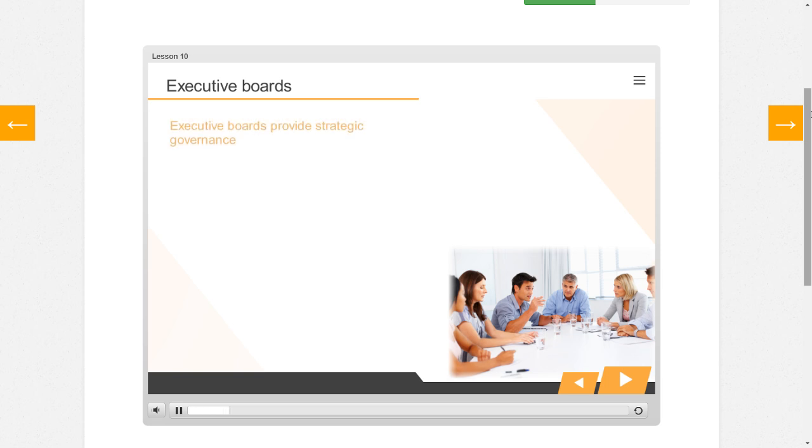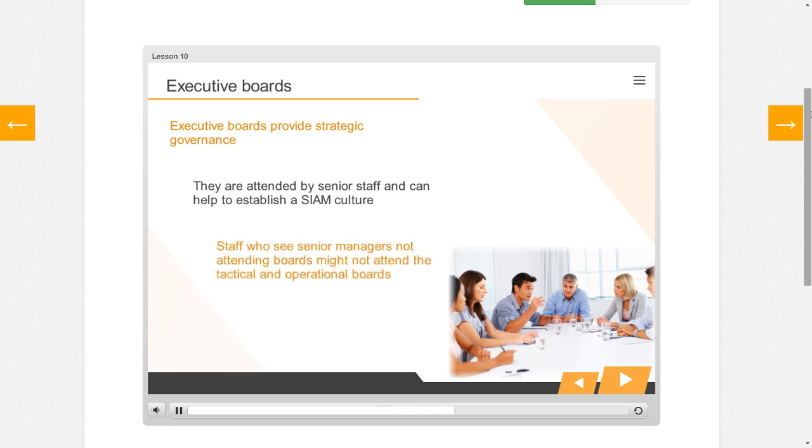Let's start with the executive boards that provide strategic governance in a SIAM model. These boards are attended by senior staff and play an important role in establishing a SIAM culture by showing senior managers walking the walk. If staff sees senior managers not attending the executive boards or treating them as optional, they are more likely to opt out of the tactical and operational boards because they will not see them as important.